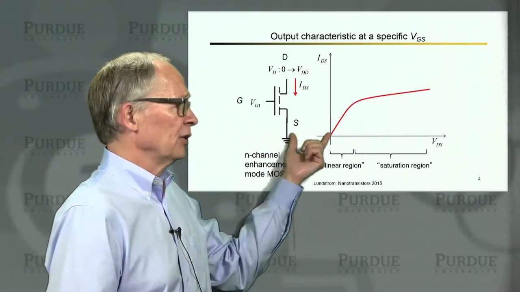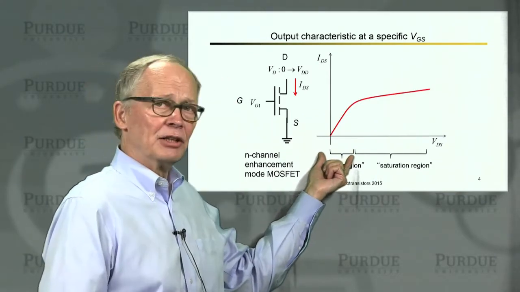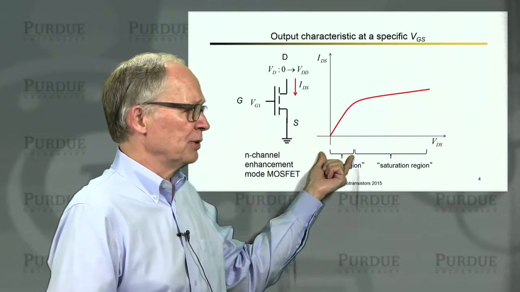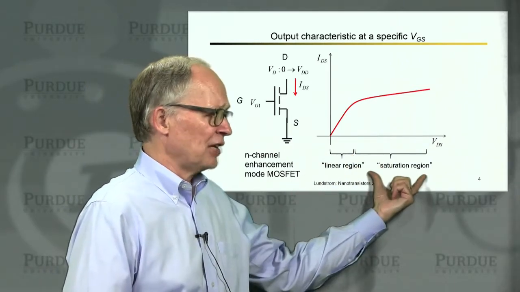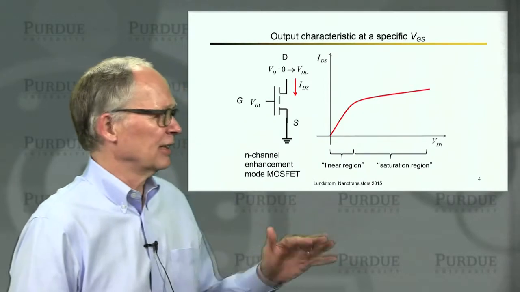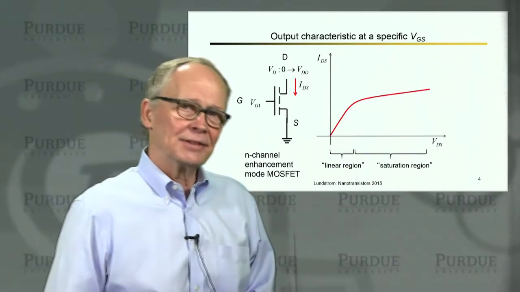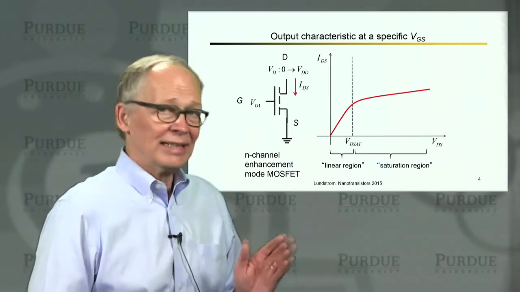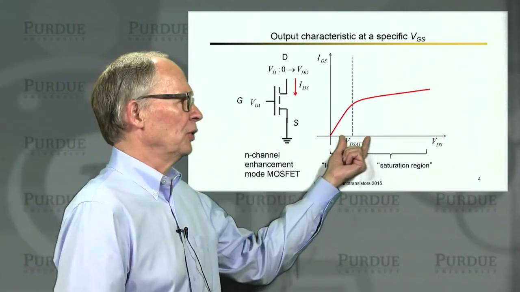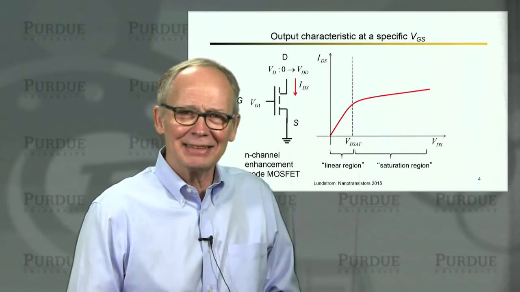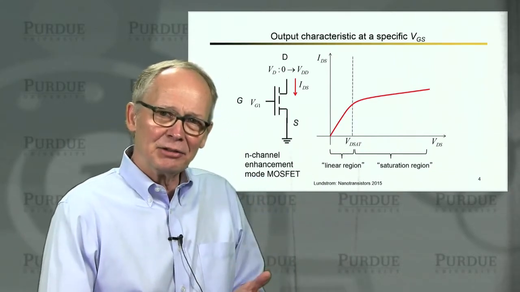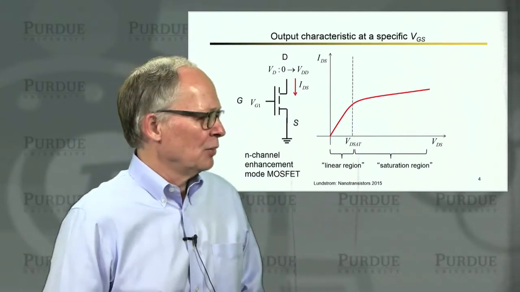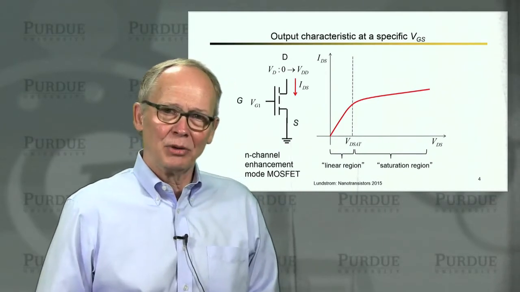If I just look at one of those, each of those has a linear region where we have a small voltage between the drain and the source, and a saturation region where the current is less sensitive to drain voltage and tries to saturate. That's for a high voltage. There is a specific drain to source voltage. You can see it's not precise, but it sort of separates the linear region from the saturation region. We call that the drain saturation voltage, VD-sat.